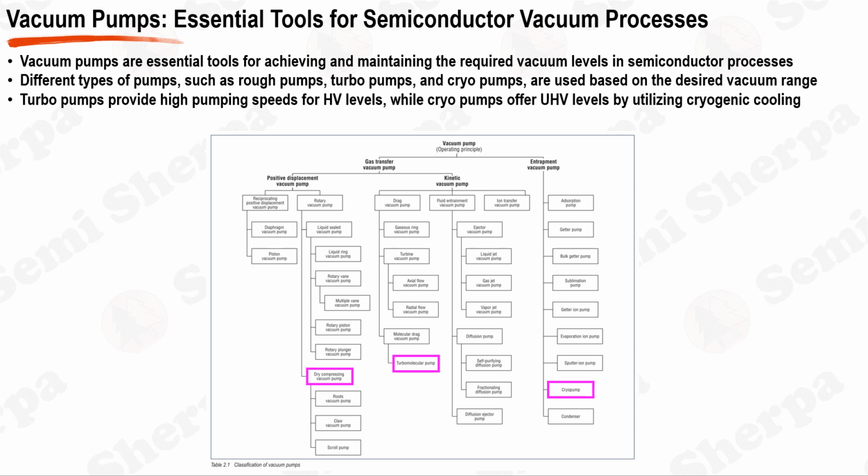Cryo pumps employ cryogenic cooling to condense and trap gases, enabling the attainment of ultra-high vacuum (UHV) levels. By utilizing extremely low temperatures, cryo pumps create a cold surface that adsorbs and removes gas molecules, resulting in exceptionally low ultimate pressures. These pumps are particularly suited for contamination-sensitive processes in semiconductor vacuum applications.